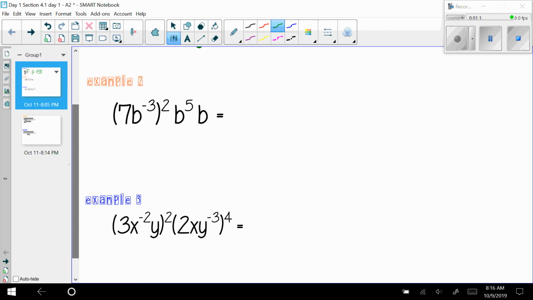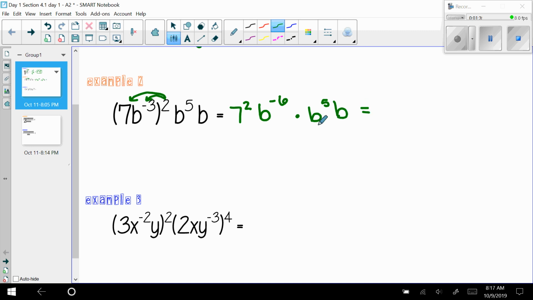Example number 2. I see that we have an exponent outside of these parentheses. So first thing that I would do is distribute that 2 to both of our terms inside here. So that's going to give me 7 squared and b to the negative 6, because again, we are multiplying those exponents. And then we still have outside here this b to the 5th and this regular b.